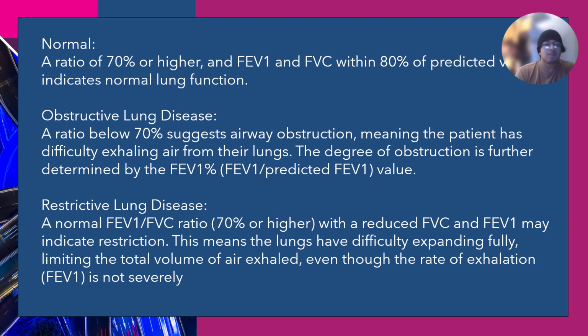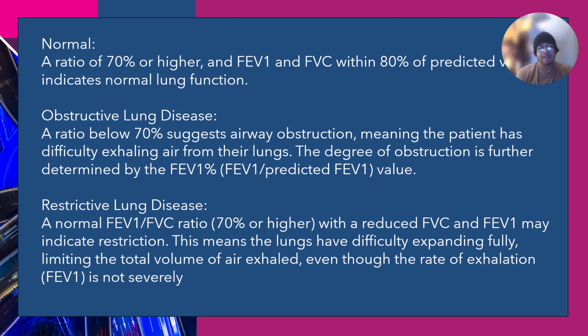The thing is, for obstructive lung diseases, you could have a ratio below 70%, and that could suggest an airway obstruction, meaning the patient has difficulty exhaling air from their lungs. The degree of obstruction is further determined by the FEV1% value. So as long as you can see those values, you can make a determination.